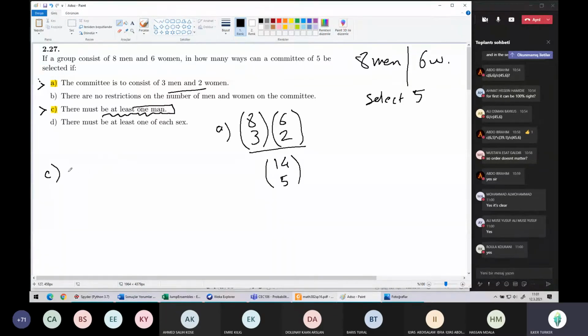At least 1 man. In how many ways? It is a "how many ways" question, so you don't have to divide by the sample space. This is the number of ways. In how many ways can you select the committee of 5 if there must be at least 1 man?